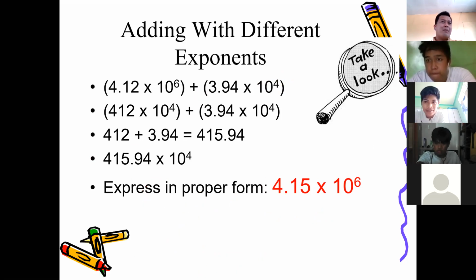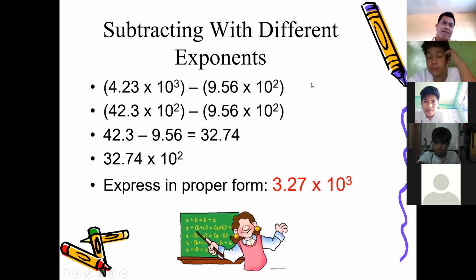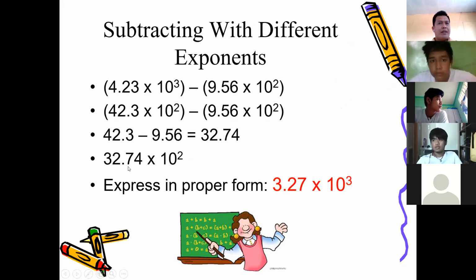We also have here another example. Subtraction this time around. So making the first value 3 become 2, so moving it to the right, so minus 1. So from 4.23, we have 42.3. So we have 42.3 minus 9.56. You get 32.74 times 10 to the power of 2, or 3.274 times 10 to the power of 3. So whichever the case, they will have the same answer.